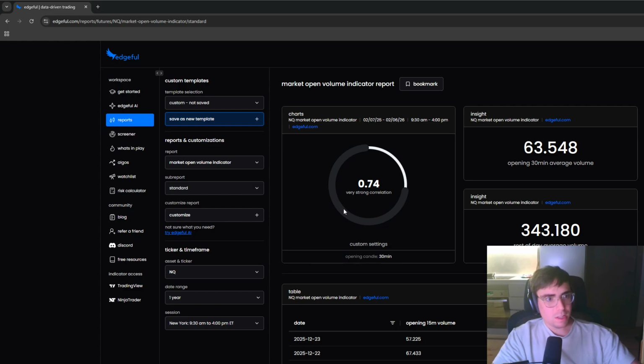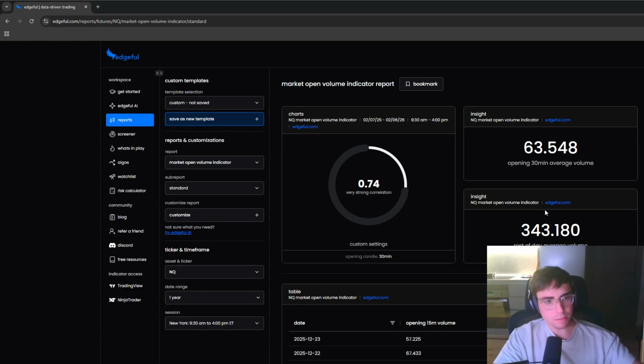So this strong correlation means that when the volume for the first 30 minutes of the session is higher than the average, there's a strong correlation that the volume for the rest of the day after the first 30 minutes is going to be higher also, and vice versa. If we have lower volume in the first 30 minutes than the average, that means that the rest of the day is going to have lower volume.